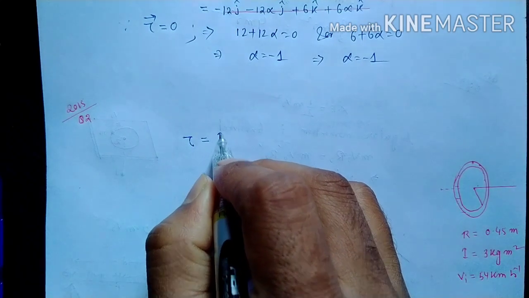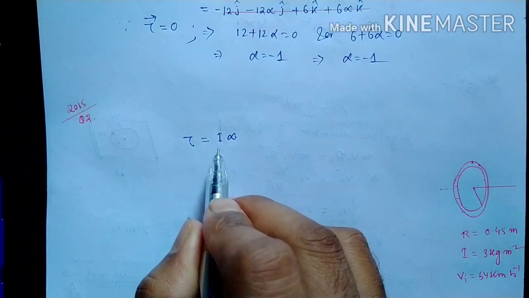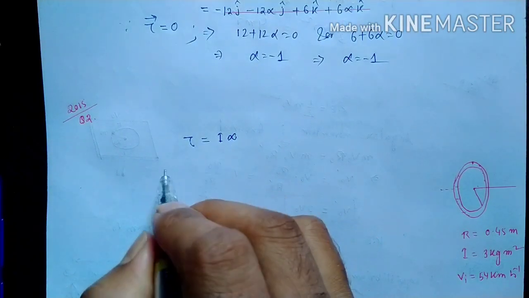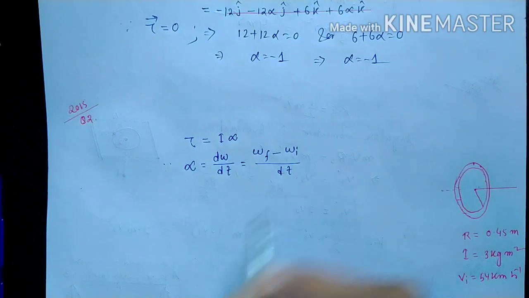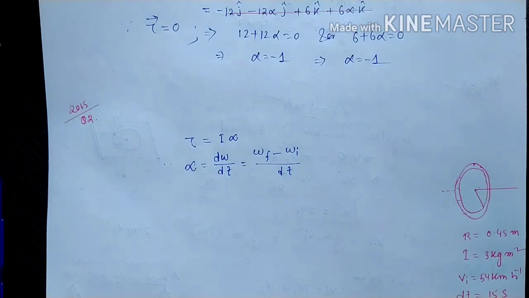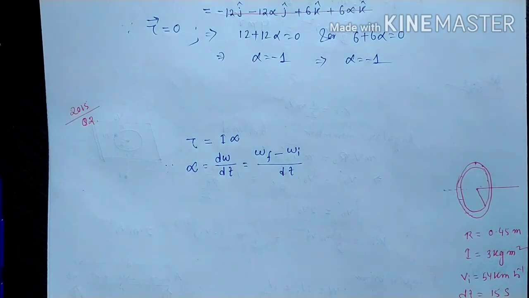Tau is equal to I alpha. Clear? This is moment of inertia and this is angular acceleration. And again, divided by the time of acting. The time is also given. At how much time does it become 0? At 15 seconds. Clear? Now step by step we are going to determine omega I and omega F.